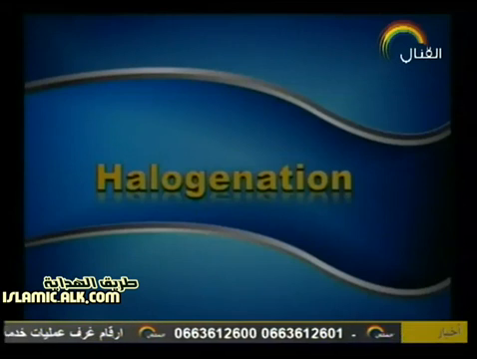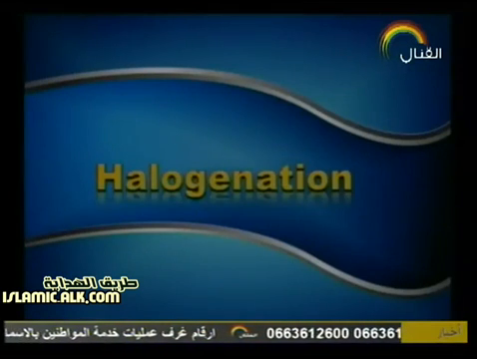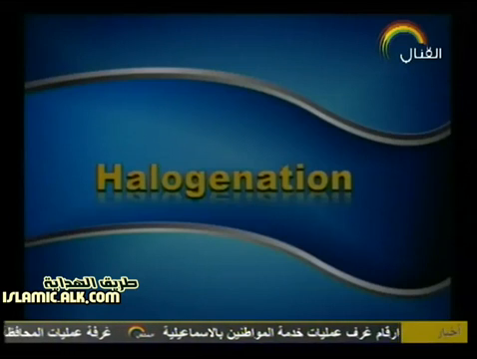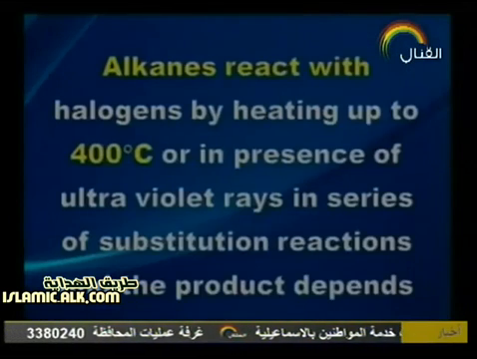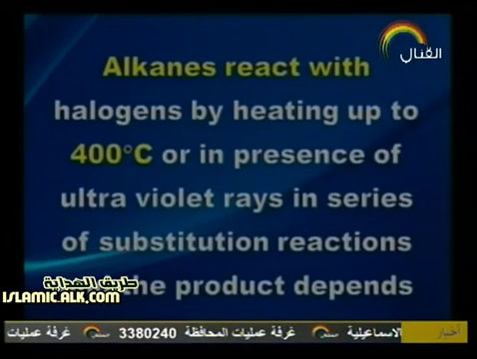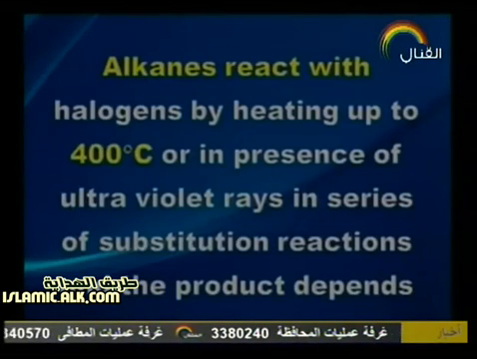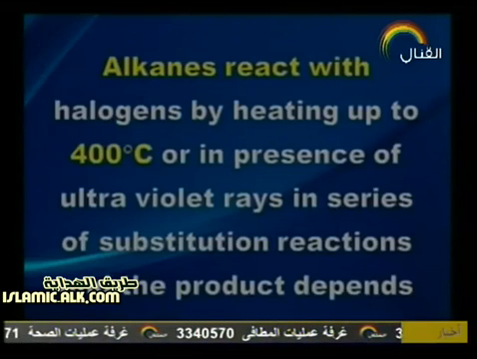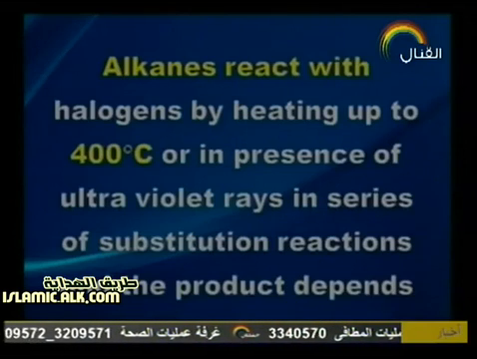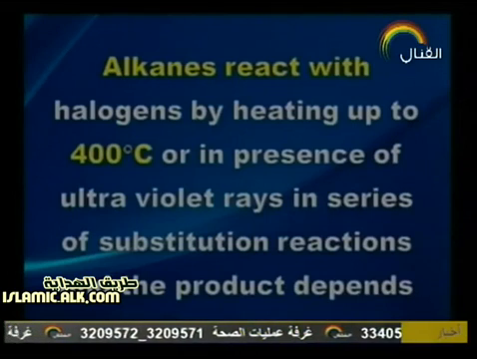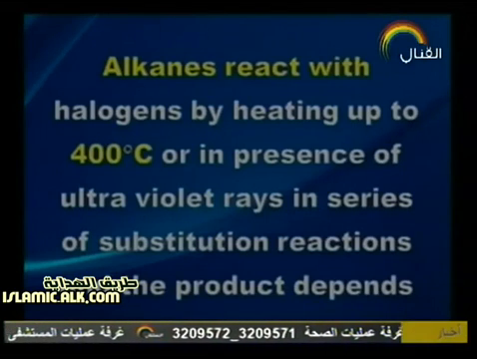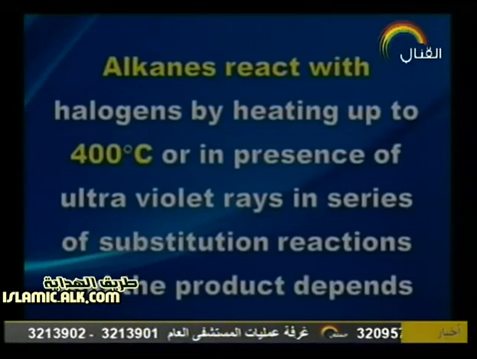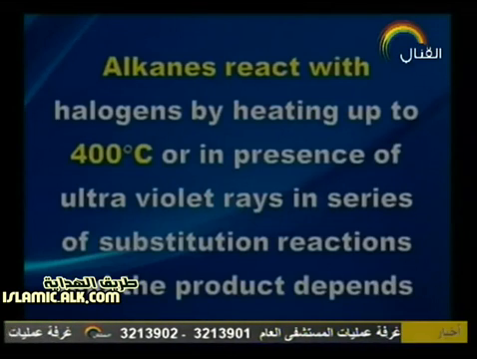Now, my dear students, we are going to discuss the halogenation process. It means the reaction of methane with halogens. Halogens means fluorine, chlorine, bromine. So alkanes react with halogens by heating up to 400 degrees Celsius or in the presence of ultraviolet rays in a series of substitution reactions, and the product depends on the type of the halogen and the alkane used, as the following animation shows.